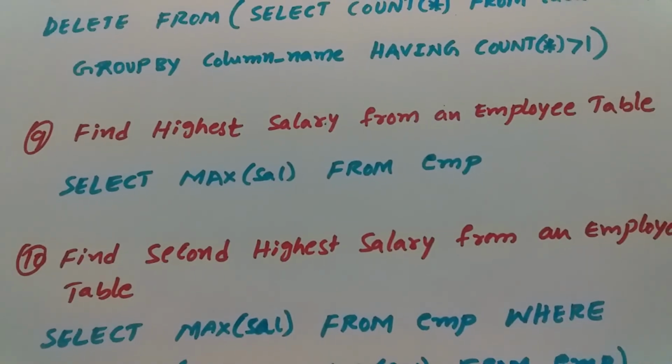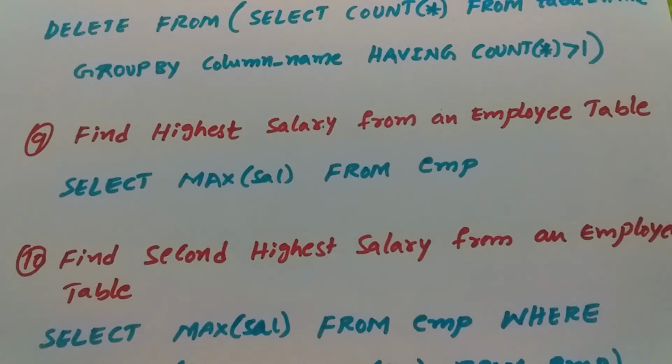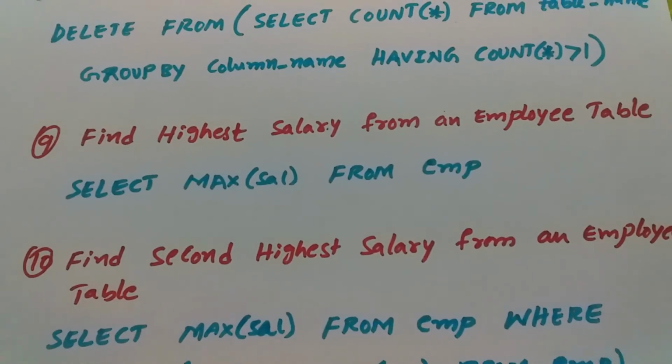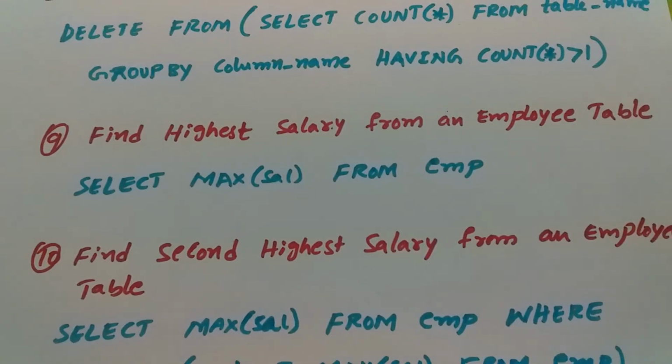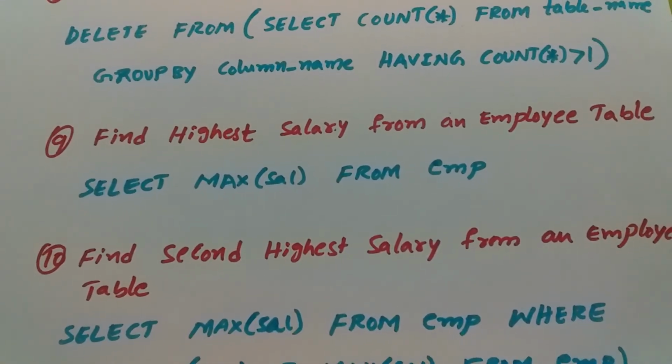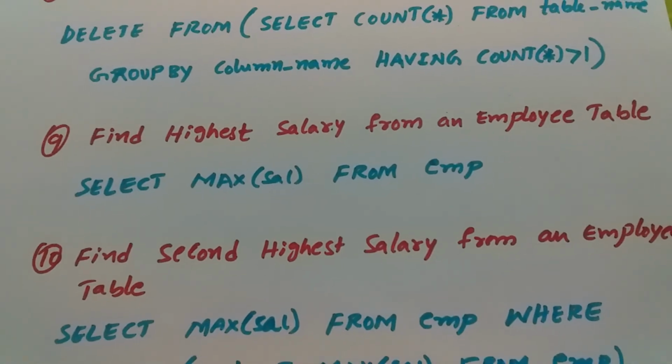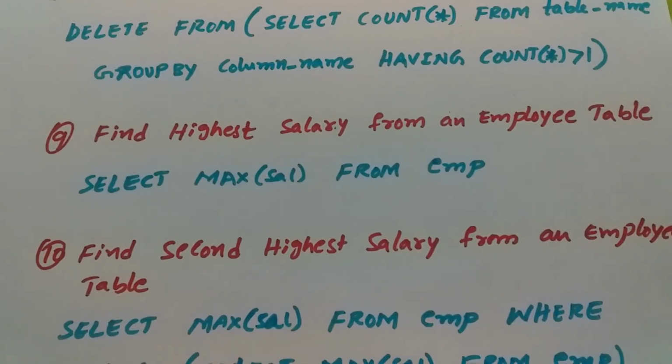Then query number 9, find highest salary from an employee table. Select max(sal) from EMP. Here I am using the aggregate function max. So by using this max function we can get the maximum, highest salary from an employee table.